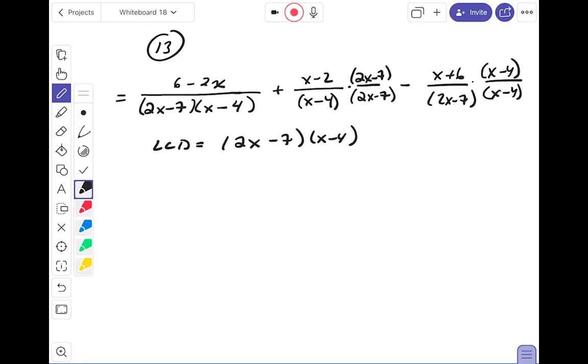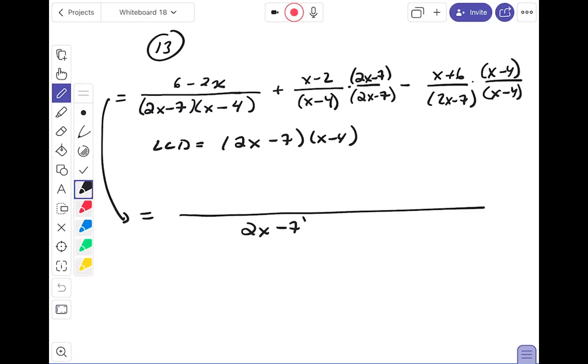All right, here comes the tough part. And for a lot of students, it seems to be too much work for them. But the bottom is 2x minus 7, x minus 4. I got to do the numerator now. What do you get? 6 minus 2x. We just did this. Now we're going to do this. And I'm getting better at multiplication. So, I get 2x squared.